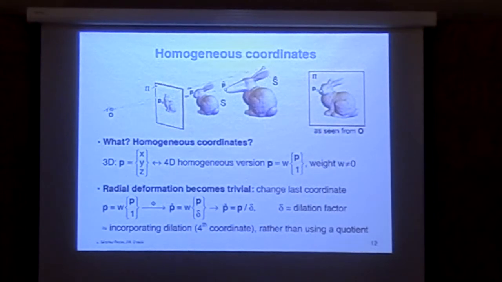So we have a point. If we want to deform this point in a radial direction, the only thing we have to change is the last coordinate. When we get the 3D point in Euclidean space, we have this delta, the inverse of the dilation factor. So basically, we put this dilation into our mathematical model in a very simple way. Instead of ratios, which are boring, it's much more elegant adding a fourth coordinate. This is the inverse of the dilation.